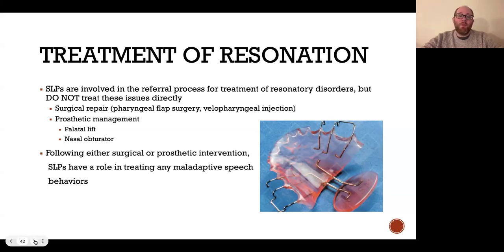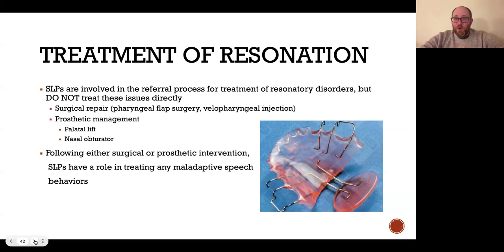They might do something called the pharyngeal flap surgery, where they're literally tying that velum up and kind of blocking things off. Or they might get a velopharyngeal injection, either to the velum itself to plump it up, or to the posterior pharyngeal wall to plump that up so they can get better closure, things like that, that the surgeon will look at and do tests for and then ultimately intervene on.